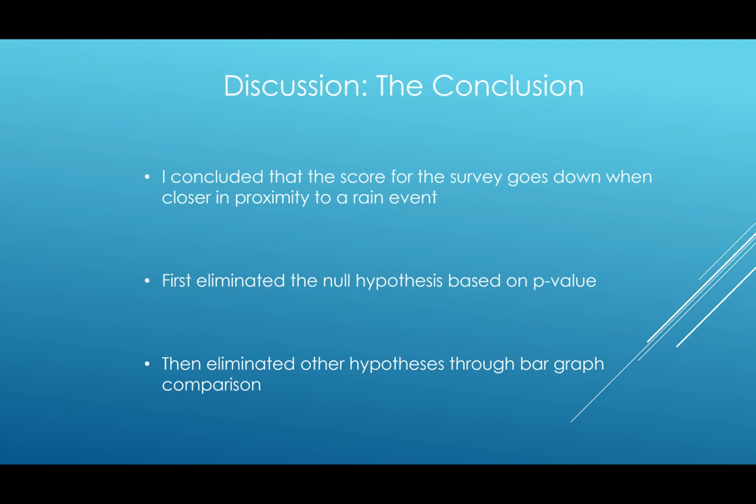So I concluded that the score for the survey goes down whenever it was closer in proximity to the rain event. Obviously, whenever I did the bar graph, also with the p-value at least, we can clearly see that the other hypotheses were actually going to be nulled by those results. So you could see from the bar graph and the p-test that that's how it happened.